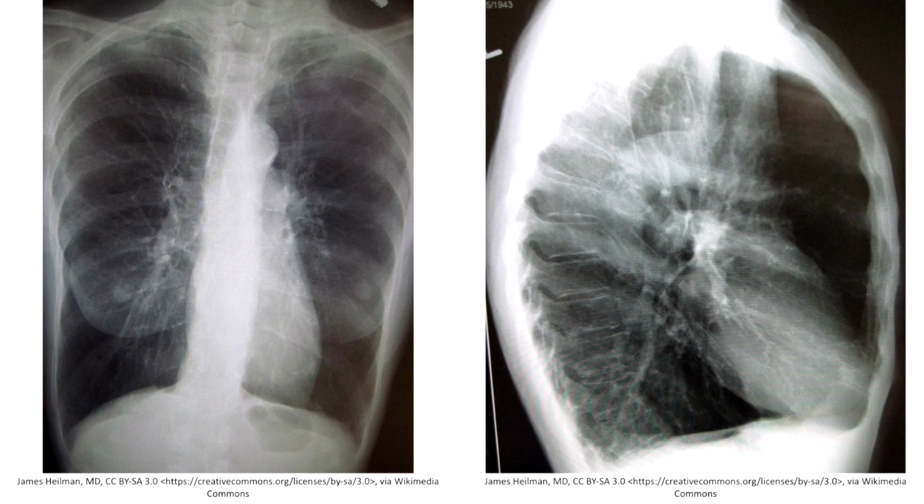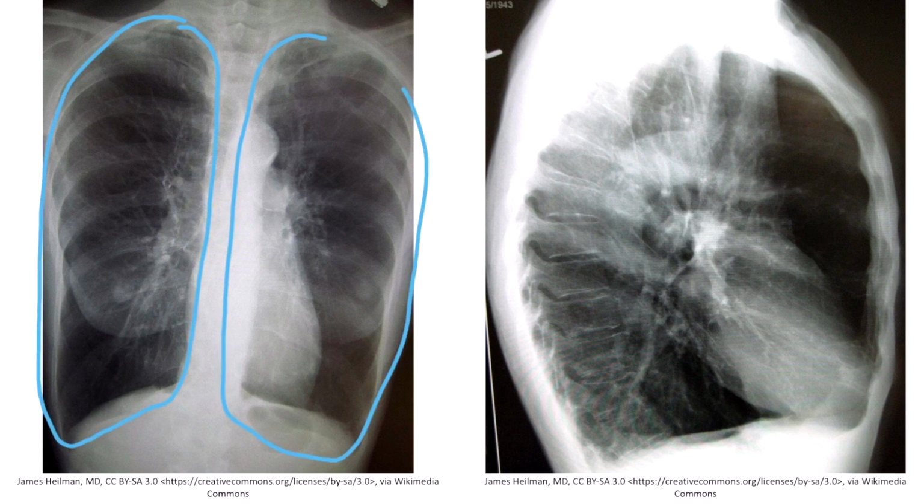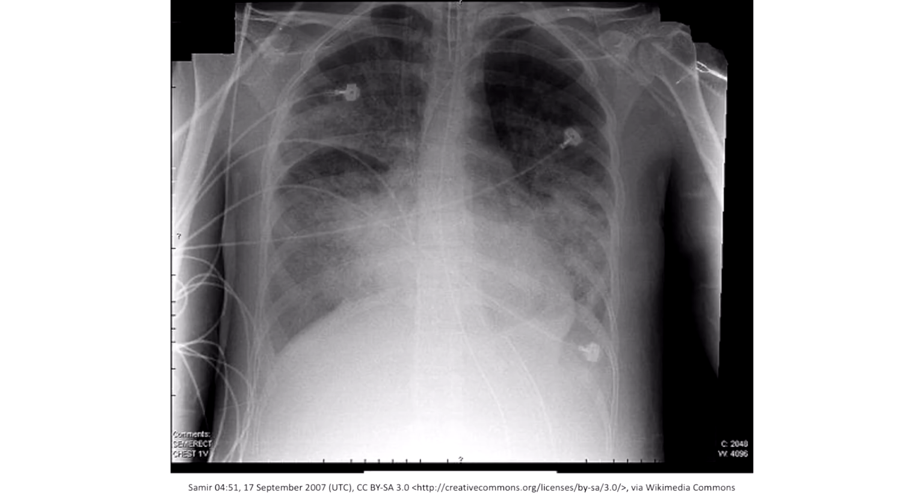This is a posterior-anterior and lateral chest X-ray image of the patient with chronic obstructive pulmonary disease. Please take notice of the hyperinflated and hyperlucent lungs, along with the flattened diaphragm due to air trapping. Here we have the chest X-ray image of a patient with acute respiratory distress syndrome. Hopefully you can appreciate diffuse bilateral pulmonary infiltrates.